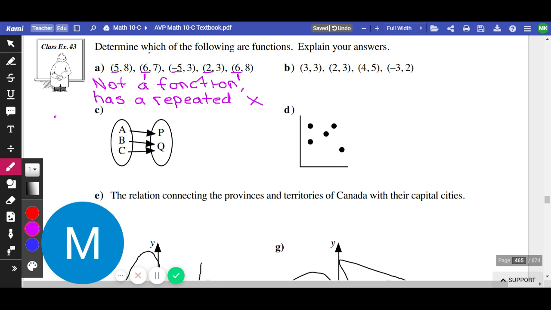So if you look at question 2, you want to know if that thing is a function. It's ordered pairs, so you're going to check your x values. You got 3, 2, 4, -3. You never repeated any of your x values. Notice that you did repeat your y values, 3 and 3. We don't care about that. We only care about x values when it comes to functions. This thing is a function. No repeated x.